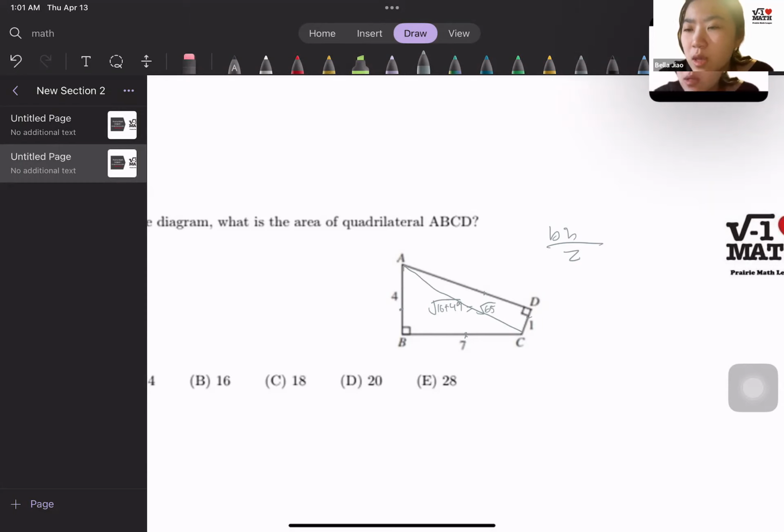So this thing, according to the Pythagorean theorem, if you just rearrange the values, a squared plus b squared is equal to c squared, right? Like 1 squared plus this value squared is equal to the square root of 65 squared, which is just equal to 65. And so this length is just the square root of 65 minus 1, which is the square root of 64, which is equal to 8.